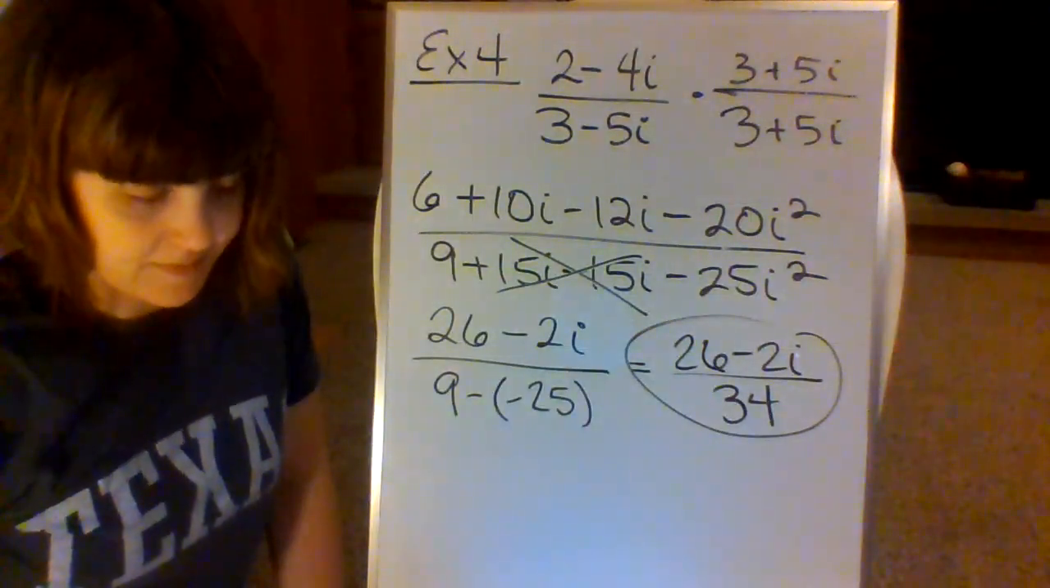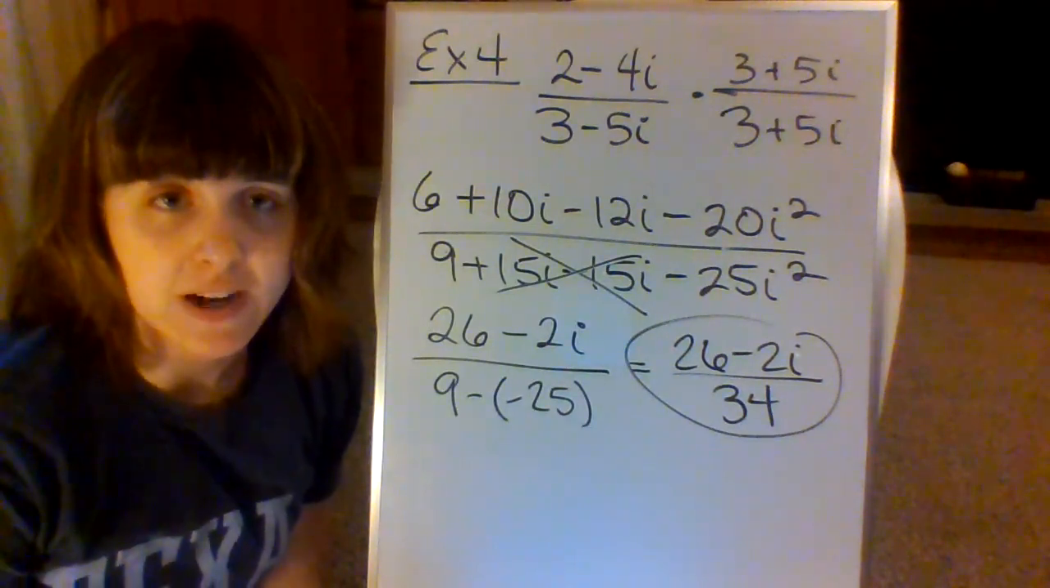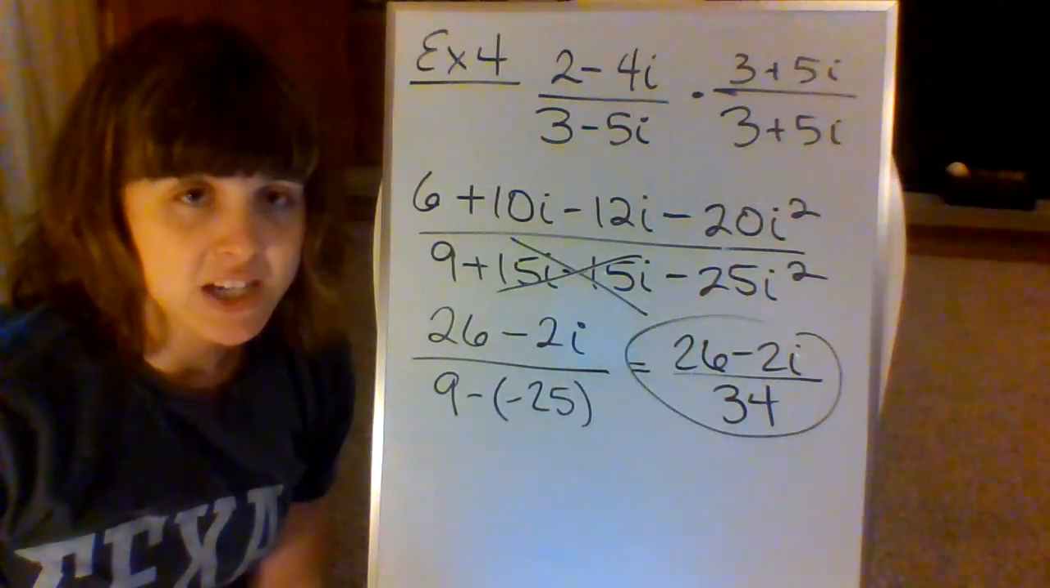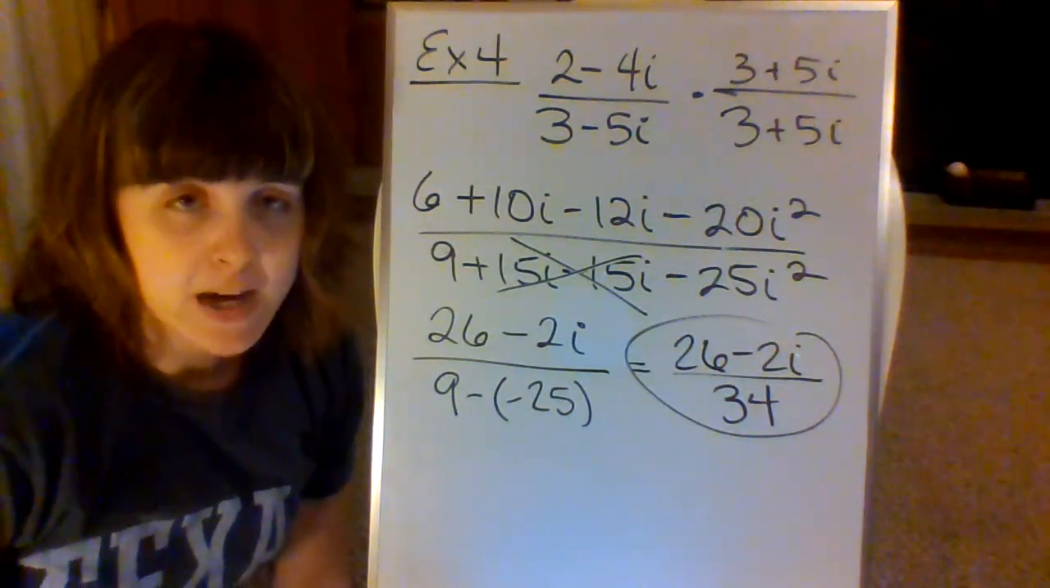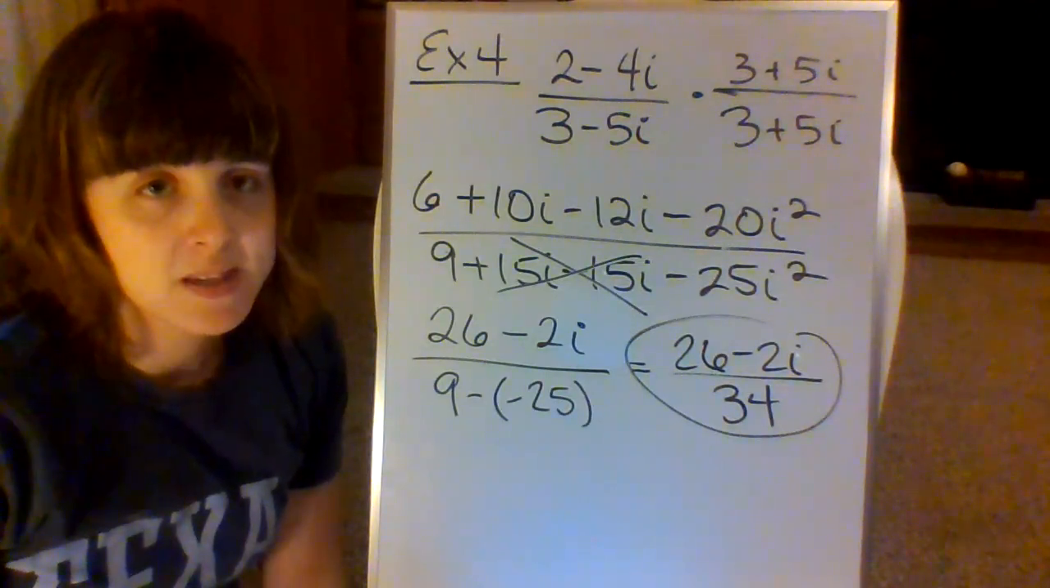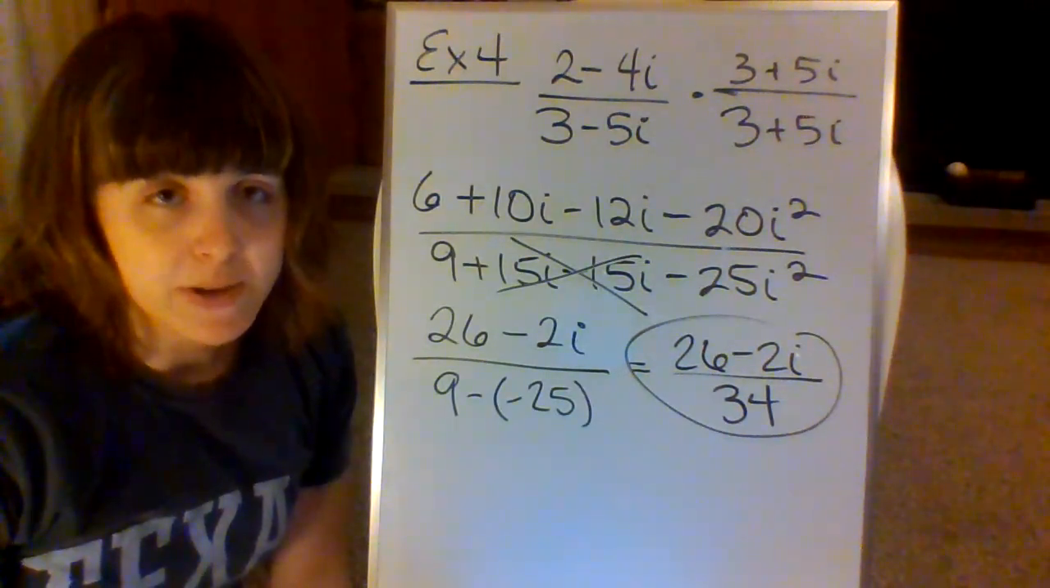And that's it. Okay, so that's how you divide complex numbers. You look at the bottom of the fraction, you find its conjugate, then you multiply the top and the bottom of the fraction by the conjugate, and you simplify. So if you need any help, let me know.